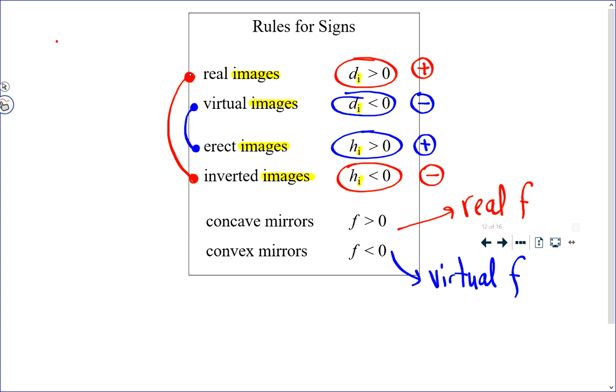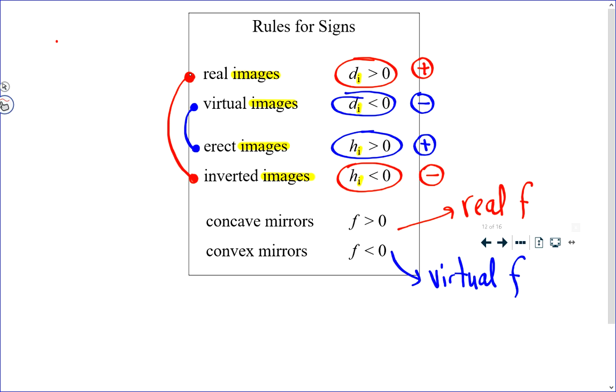But don't confuse the focal length with the type of image. A concave mirror has a real focal length, but as we saw in the video I shot in my backyard, a concave mirror can produce real images or virtual images. The focal length of the mirror is a property of the mirror, not a property of the images. So we have to try to keep all of that straight in our head.